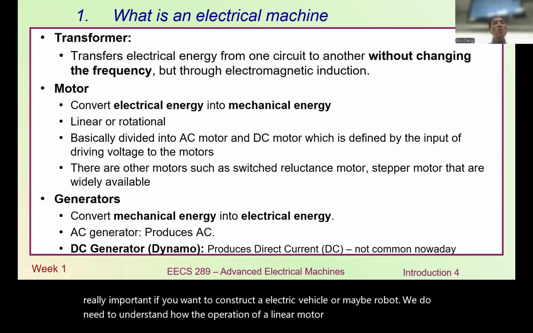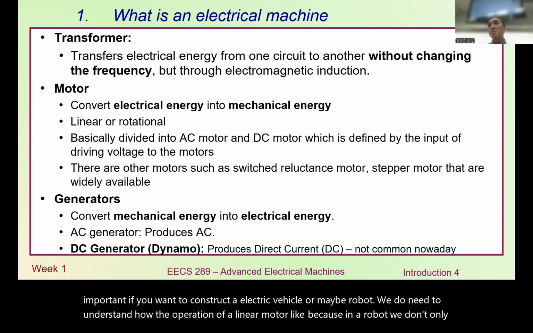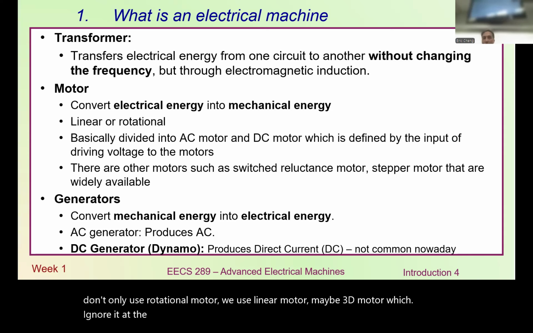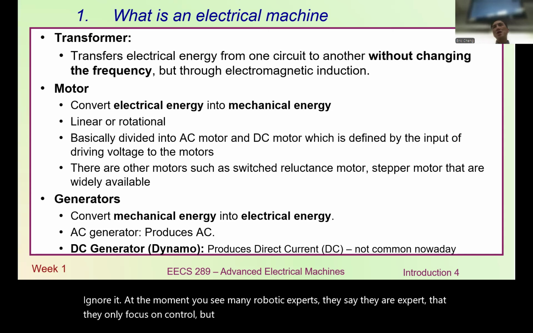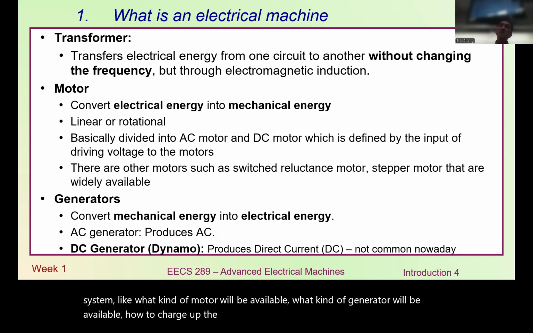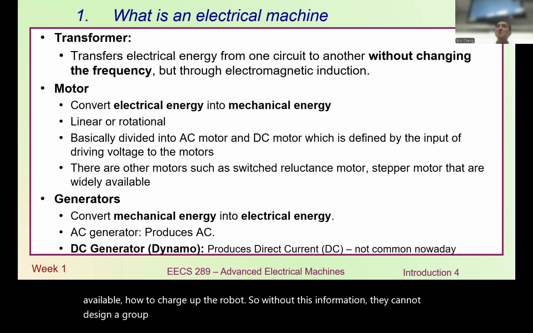Because in a robot, we don't only use rotational motors, we use linear motors, maybe 3D motors, which have been ignored at the moment. You see many robotic experts say they're experts, but they only focus on control, and they haven't understood too much about the motion system. Like what kind of motor will be available, what kind of generator will be available, how to charge up the robot. Without this information, they cannot design a good robot. They are only based on rotational machines and probably DC motors, but they don't know there are so many motors available.